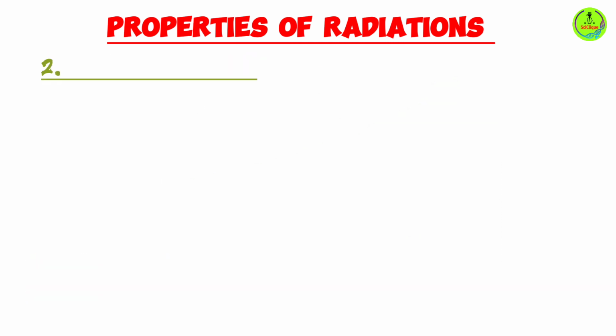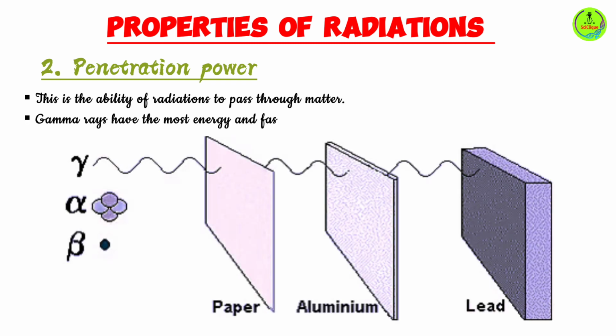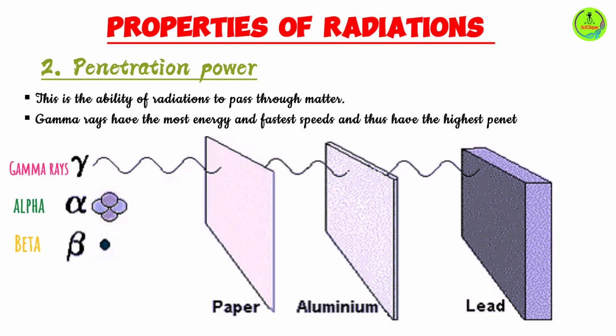Moving on to the second property, penetration power. Now, when we talk about penetration power, this refers to the ability of the radiations, the alpha, beta, and gamma rays, to travel through a material before being stopped. So, different types of radiations have different penetration powers. Generally, the rule of thumb is this: the more energy that a particle has, the higher the penetration power.